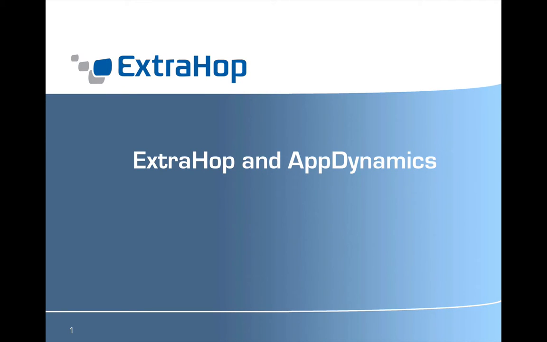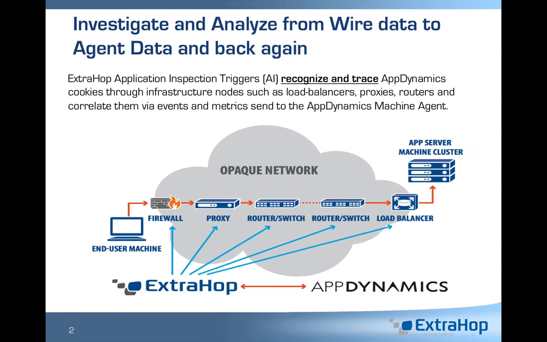Hello. In this demonstration, we will look at ExtraHop and AppDynamics working together to speed time of resolution for complicated application stack issues. Let's take a look at how the AppDynamics and ExtraHop solution works. Investigating and analyzing by combining wire data and agent data and back again is accomplished through ExtraHop application inspection triggers and AppDynamics cookies. We will look at both of these in depth in this demonstration.